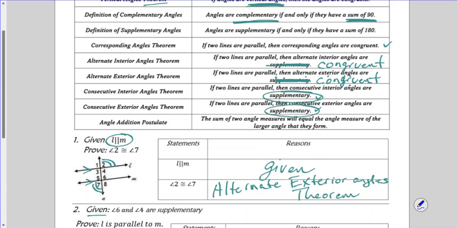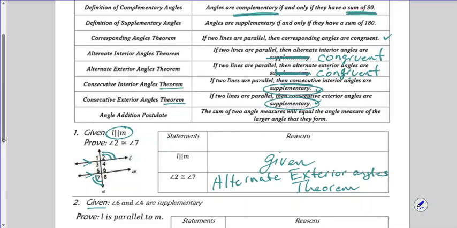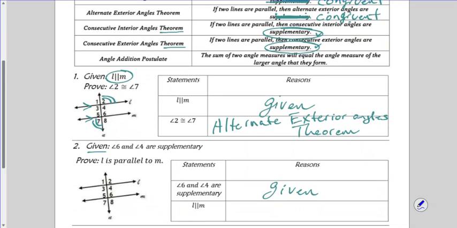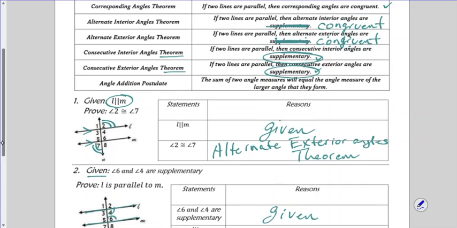The only time I see supplementary in my word bank here, well, besides the definition, is in these two theorems, but it's at the conclusion. I want to work backwards, saying that I know that these angles are actually going to be supplementary, and I want to work backwards to show that they're parallel. So first off, let's think about 6 and 4. Those are on the same side, and they're inside the parallel lines. So those are consecutive interior angles.